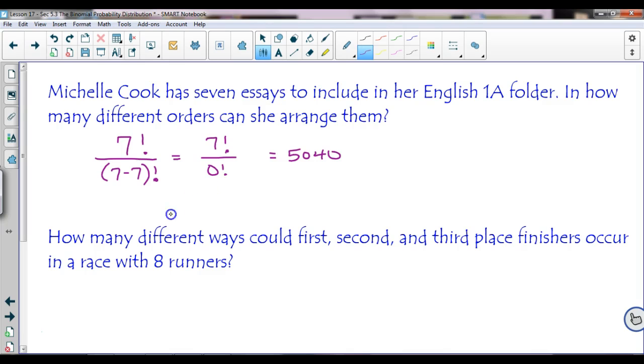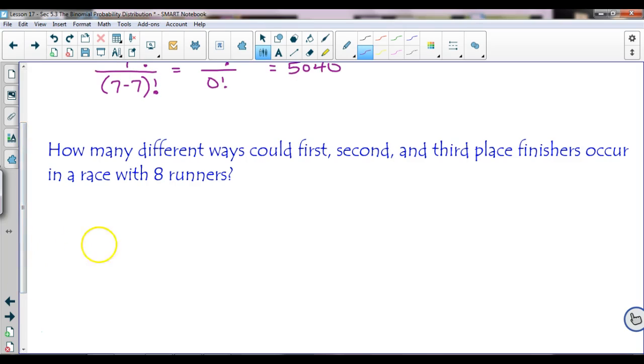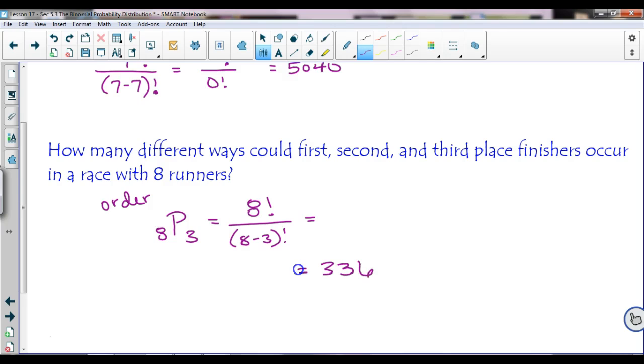That's the same thing. All right, how many different ways could first, second, and third place finishers occur in a race with 8 runners? Order matters. So it's a permutation. This one is also just like this one. So we would have 8 place 3, right? So 8 factorial over 8 minus 3 factorial, which gives us... I'm not going to finish simplifying. I mean, you should be able to do that part, and you should end up with 336. Y'all, it's a race with 8 people. What if there's a race with 20 people?